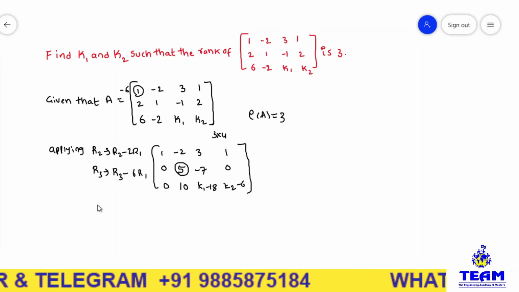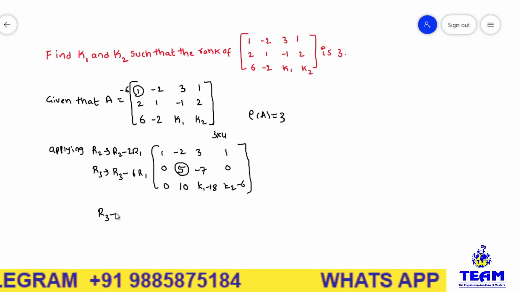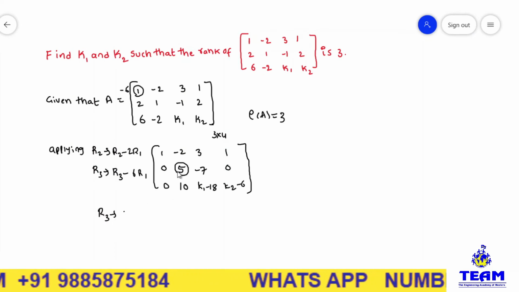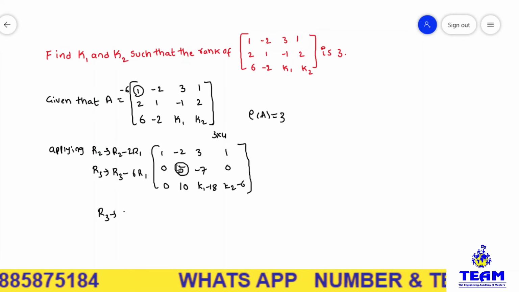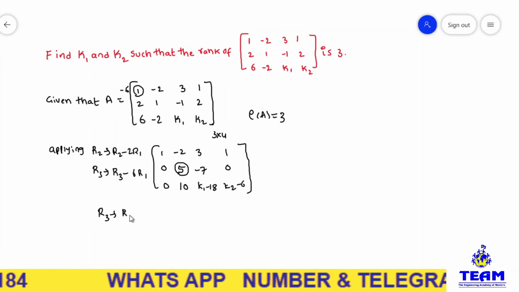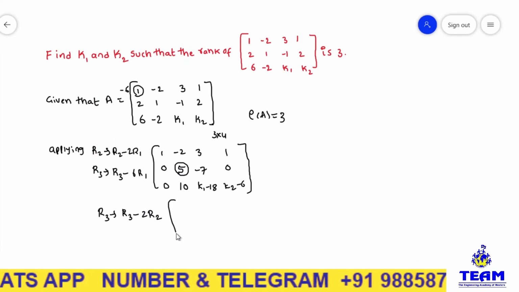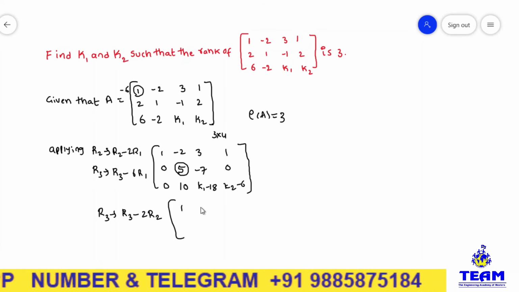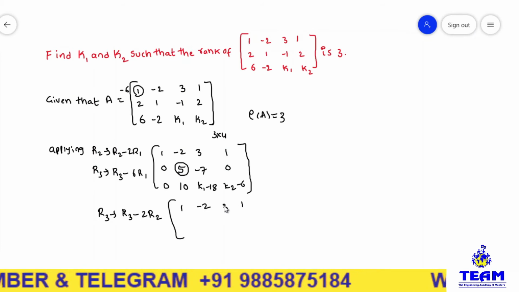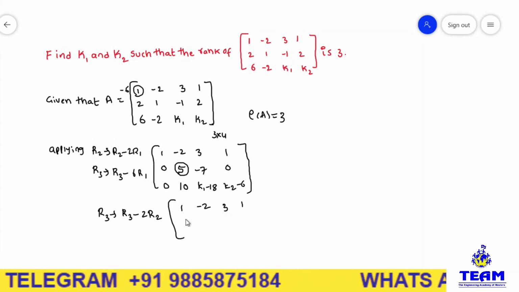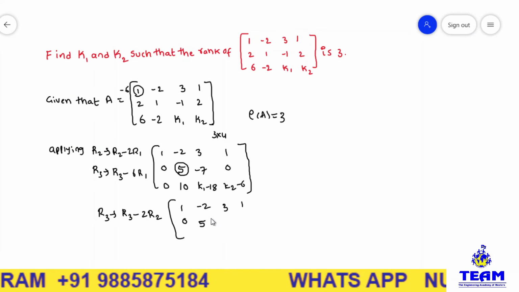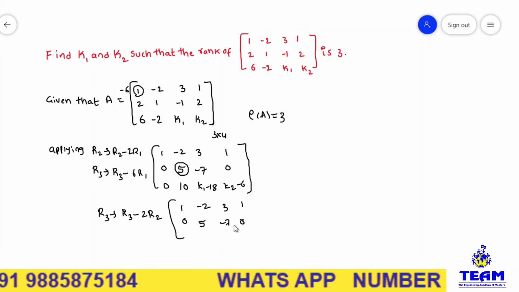For that we are applying R3 tends to, here you have 10, here you have 5. So 10 minus 10 is 0. So multiply with 2. Now R3 tends to R3 minus 2R2. Is it clear, friends? Now write down the first row as it is because we are not applying any operation. What about the second row? The second row is also as it is, there is no change.